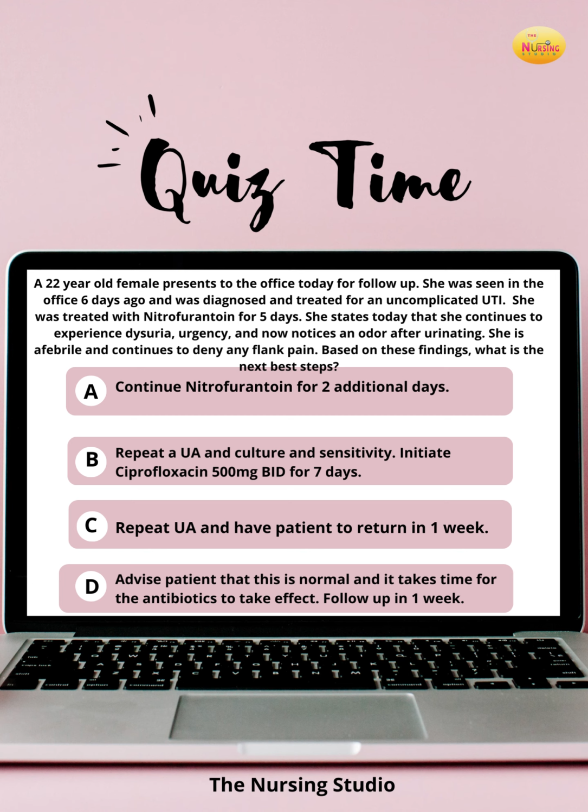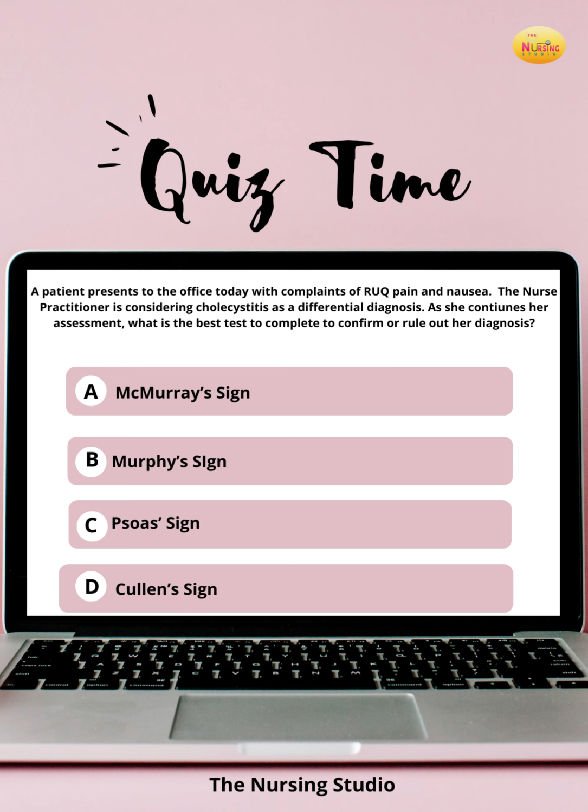And then let's just look at the last two and see why those are incorrect. Repeat a UA, yeah, but have them return in 1 week. No, we need to do something now. We don't want to wait another week and allow this to brew and fester and worsen, right? And then D, same thing. It's not a normal finding. So you can scratch those two.